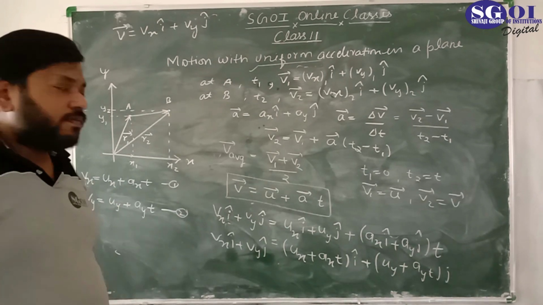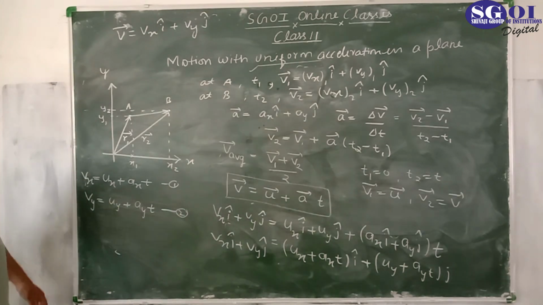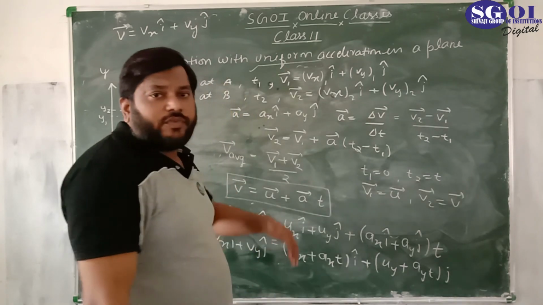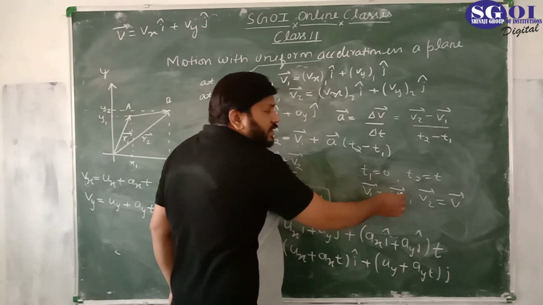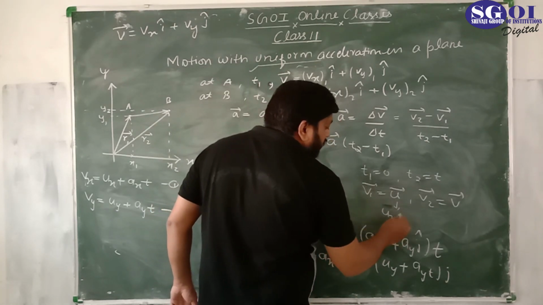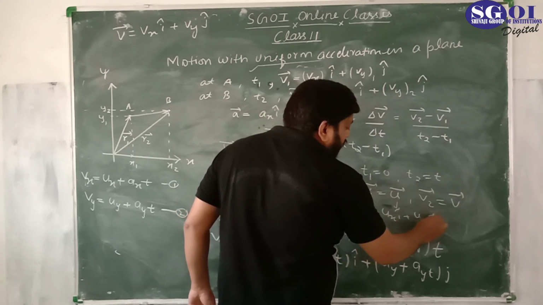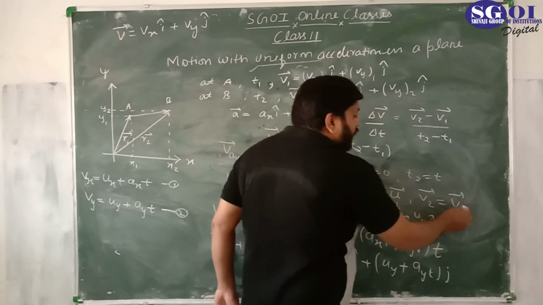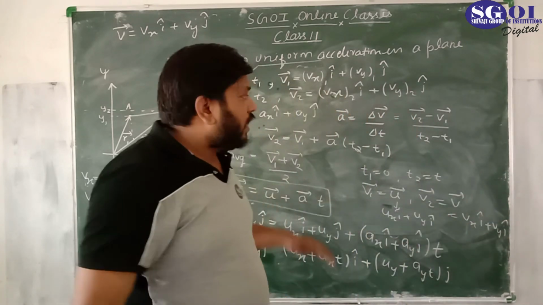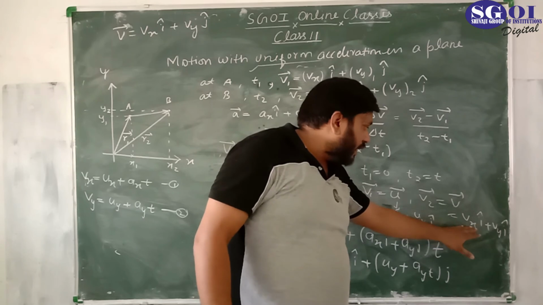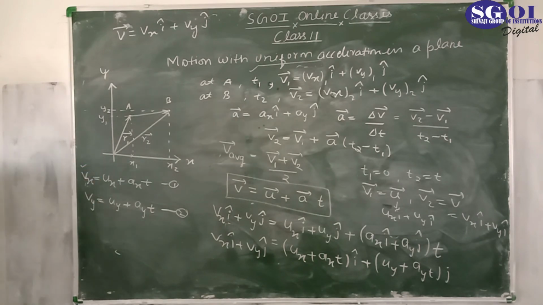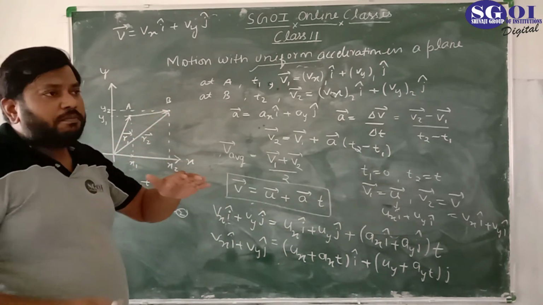Now you can observe here that at t1 equal to 0, when we started analyzing, the initial velocity is u, and we can say u has both components, ux i plus uy j. After time interval t its velocity is v, we can say it is vx i plus vy j, because it is a two-dimensional motion in a plane.